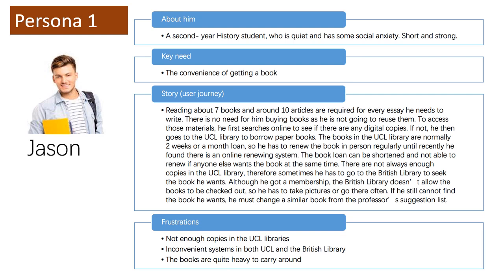Although he has a membership, the British Library doesn't allow the books to be checked out, so he has to take pictures or go there often. If he still cannot find the book he wants, he must change to a similar book from the professor's suggestion list. His frustrations are, firstly, not enough copies in the UCL libraries; secondly, inconvenient systems in both UCL and the British Library; and finally, the books are quite heavy to carry around.